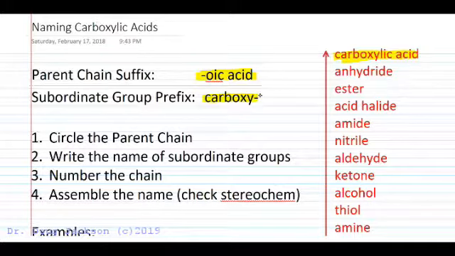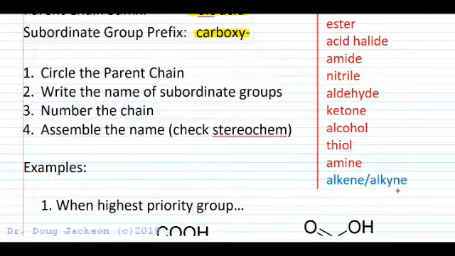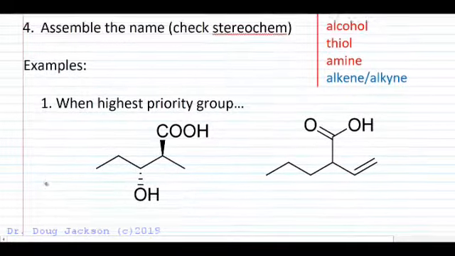Keep it simple here. We are going to go through our normal process of circling the parent chain, writing the names of the subordinate groups, numbering the chain, and then assembling the name with stereochemistry. Notice at the end of the chart here, our alkenes and alkynes don't have a subordinate group name because they're always built into the parent chain whenever possible, unless we can't get them all into the parent chain. And again, another video discusses naming alkenes and alkynes. So let's look at these examples.